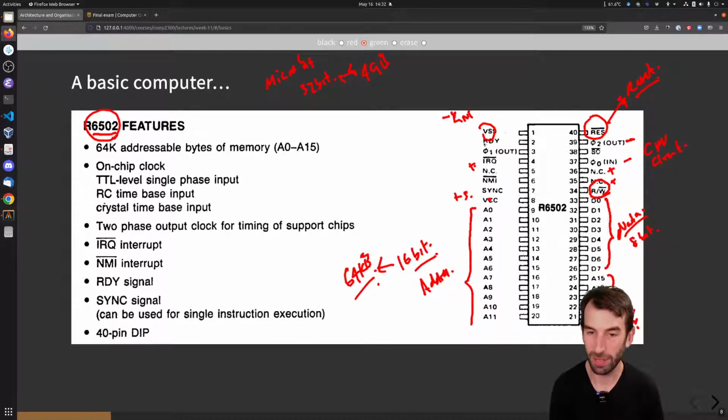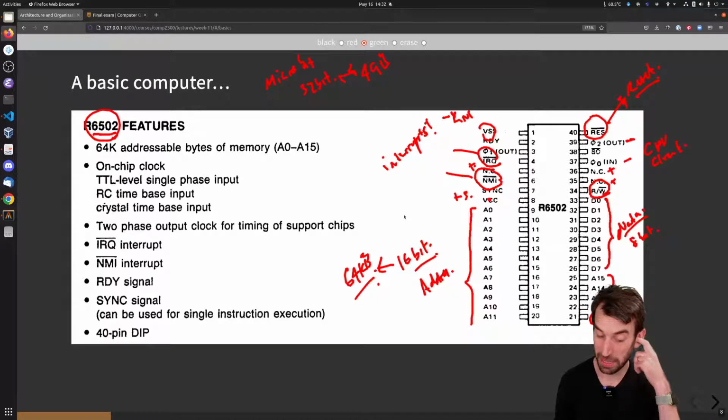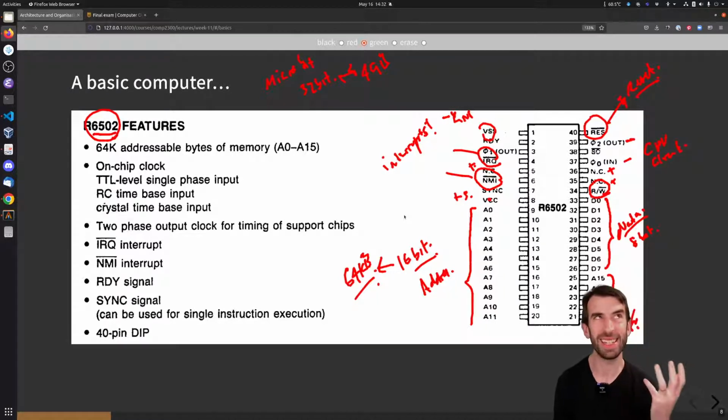And what else have we got? IRQ and NMI. Are those familiar? Those are interrupt pins. You know how many interrupts you've got on your micro:bit? There's like 16 core interrupts.